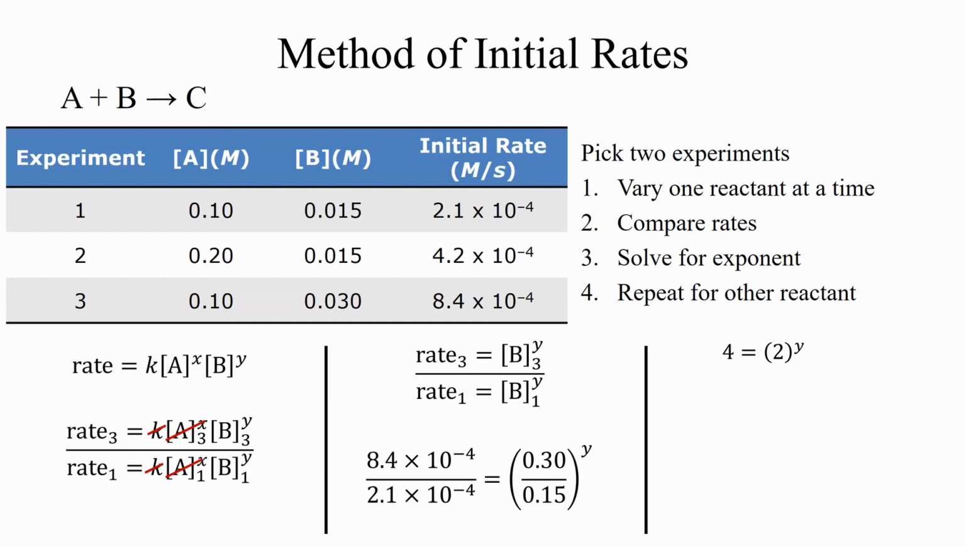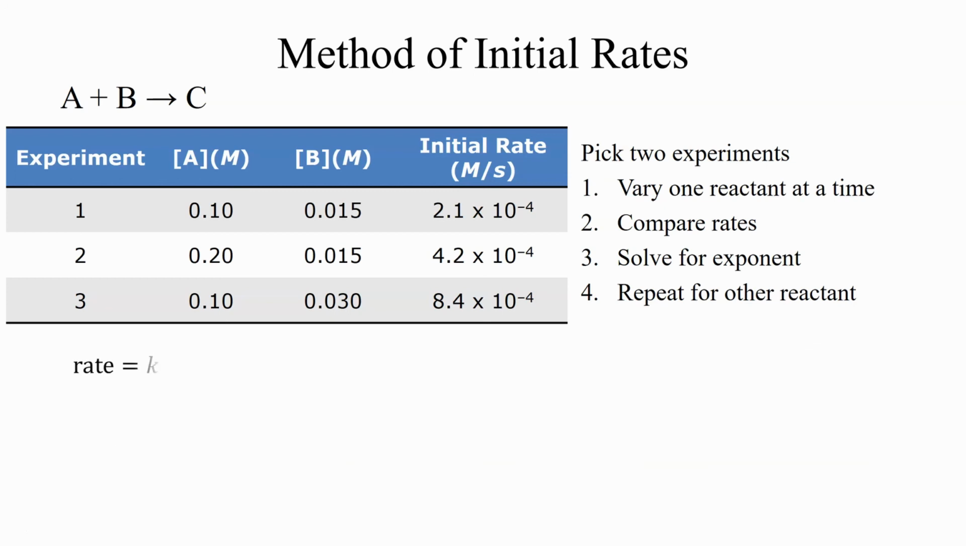And if you're not sure, use the law of logarithms. And you can solve for y by taking the natural log of 4 divided by the natural log of 2. So in this case, this was an order of reaction other than 1. And that's our experiment so far. Now, we have our rate law, but we still need to solve for x.